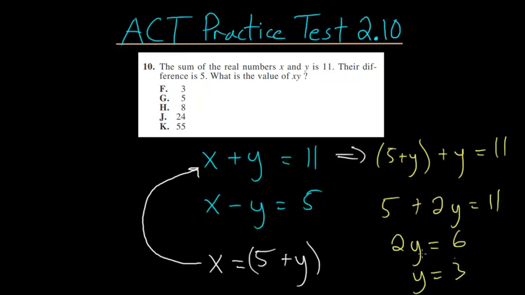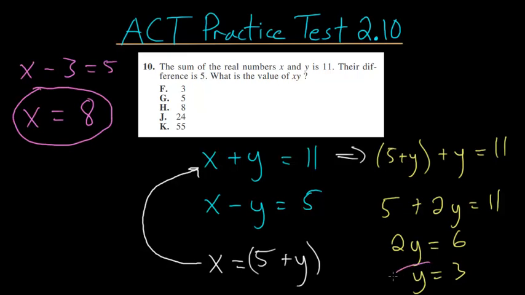And since we know that y is equal to 3, we can just plug it into either of these equations to figure out what x would be. And plugging it in here, we would have that x minus 3 is equal to 5. And adding 3 to each side, we find that x is equal to 8. So what we've found is that x would have to be 8 and y would have to be 3.